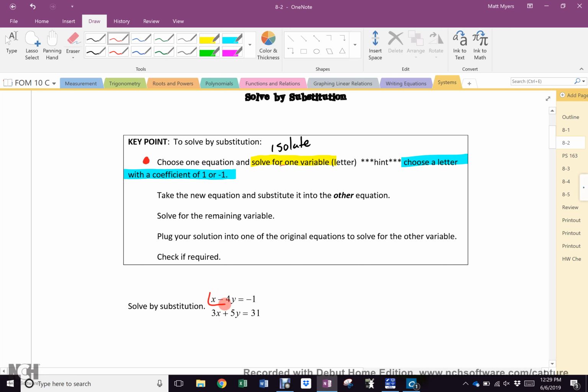Right? So, which of these are we going to work with? We're going to work with this one, yes? And our job, it says, is isolate for x. So what would have to happen here for x to be isolated? I would move the y. So this equation is now x equals 4y minus 1. Everybody understand? All right, now I'm going to switch to blue. Take the new equation. Where is the new equation? I'm going to highlight it. New equation, new equation. And substitute it into the other equation.